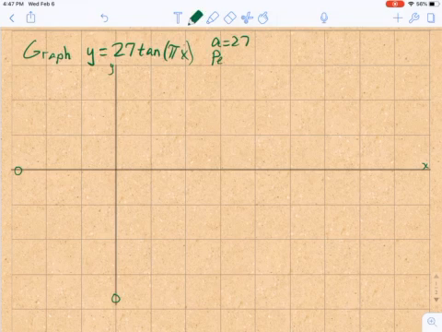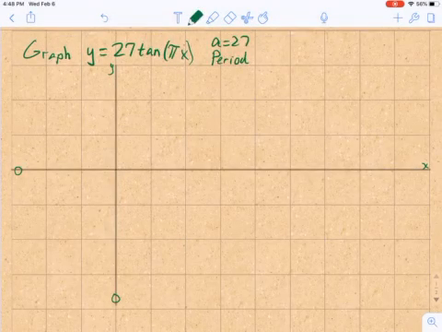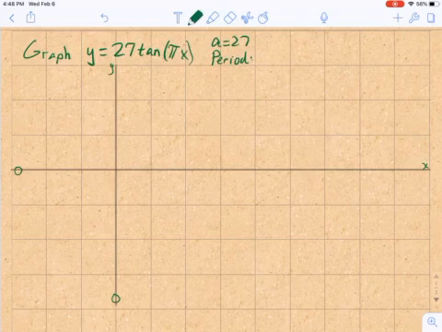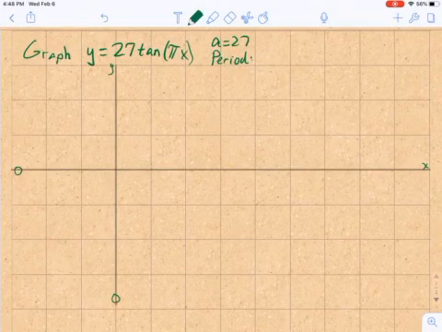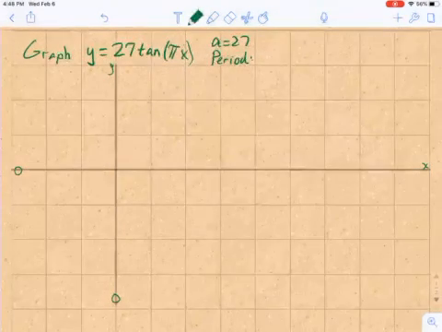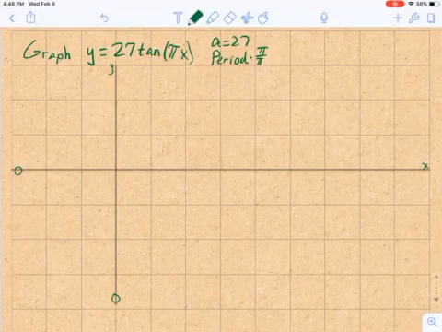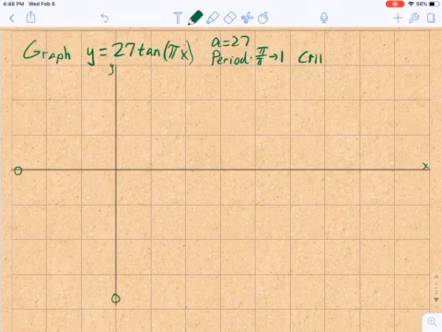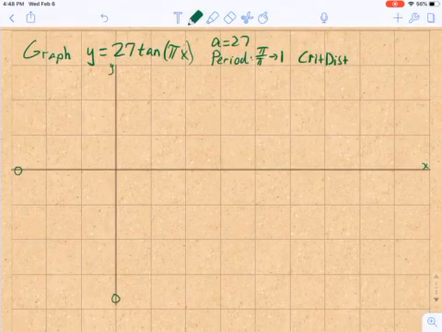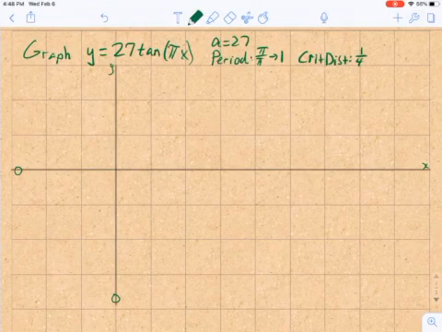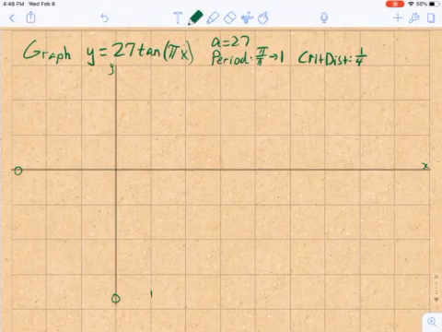For period, and again, we'll get to what that means in a moment. Remember the formula for period for any of the 6 trig functions is normal period divided by b. The normal period of tangent is pi, and my b is pi, so my period is going to be a very nice 1. Then there's critical distance, and that is period divided by 4, so it's 1/4. So that's what I'm going to set my scale to be, 1/4.